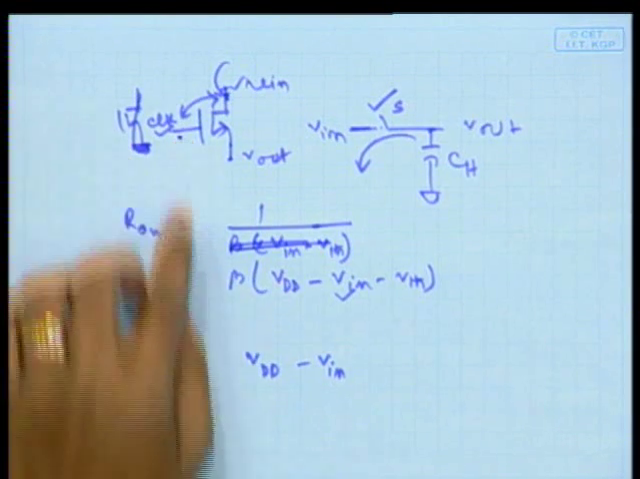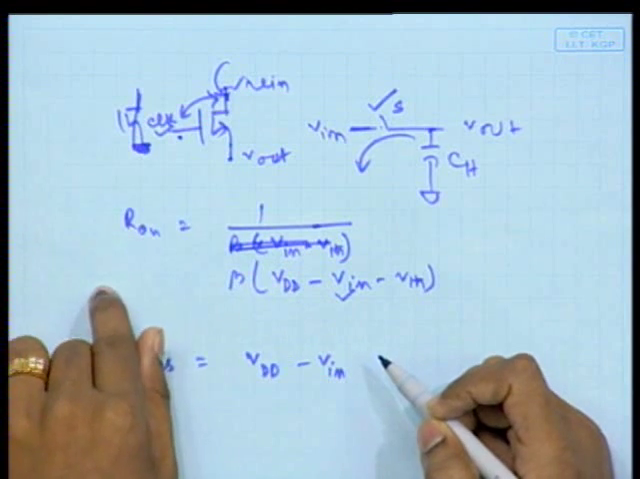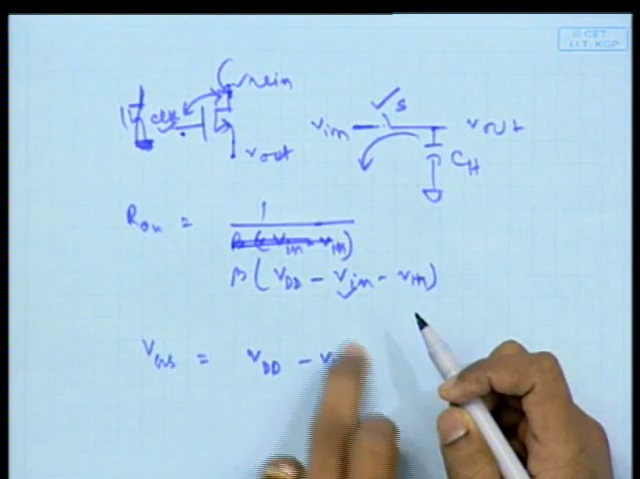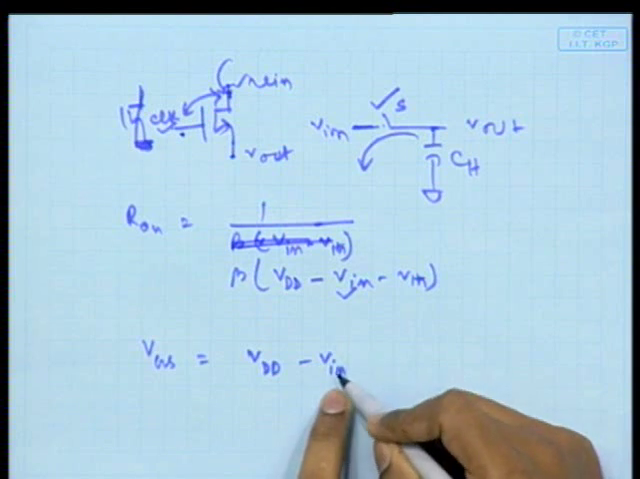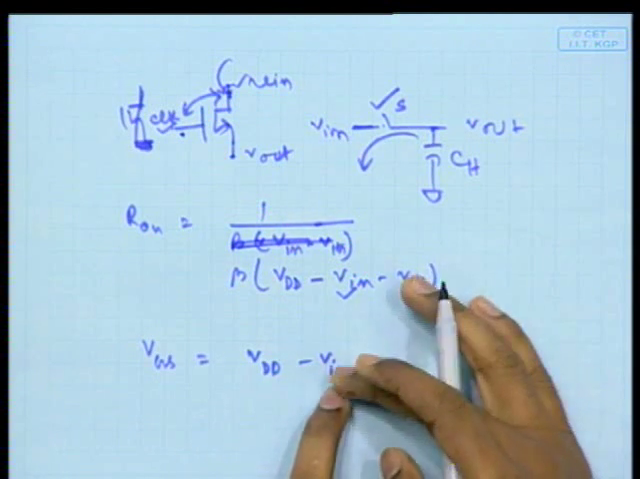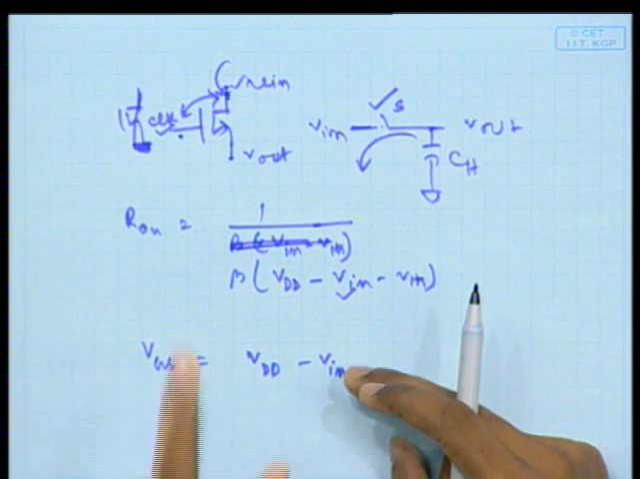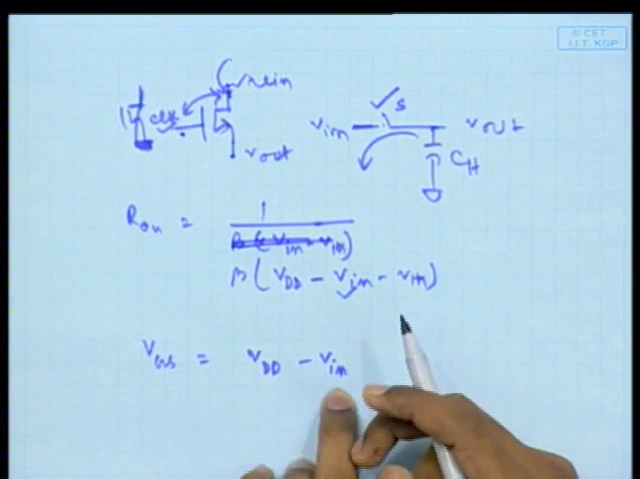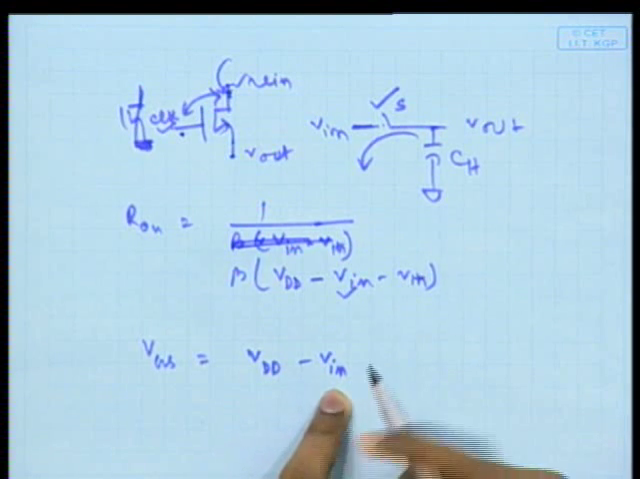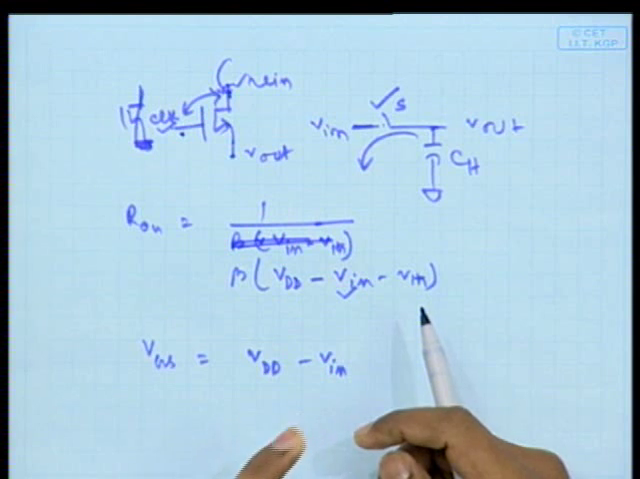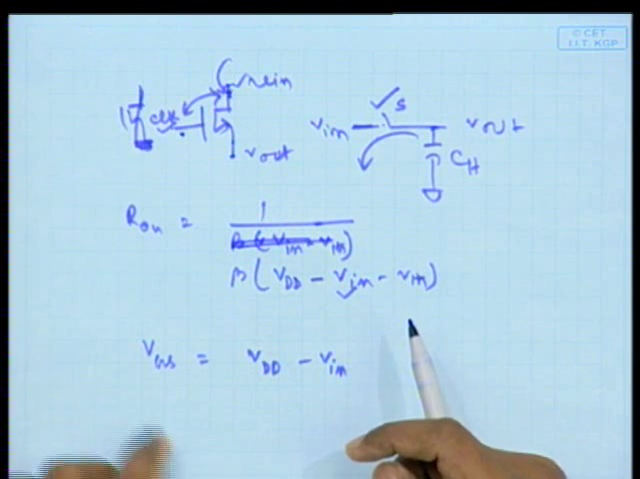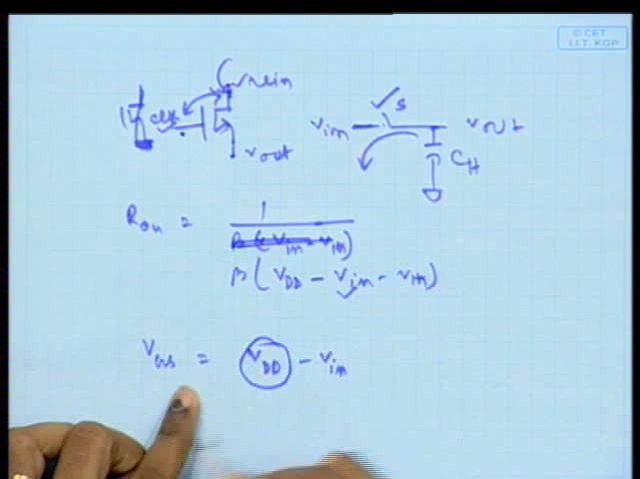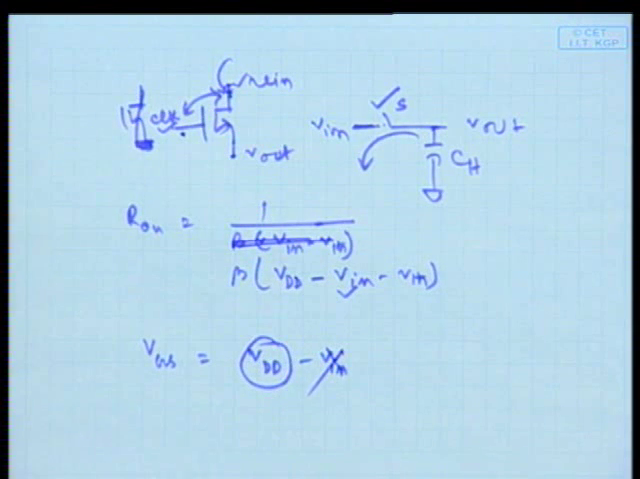Now that's why this Vin comes into the picture to change your Ron, or on resistance. If you want to get rid of this Vin effect, because it may change, if you apply a sinusoidal or any time-varying signal, it will change your Ron and may affect your circuit performance. That's why there is another option, the very well known circuit, the bootstrap switch, which couples your input voltage to the gate voltage in such a way that your VGS is simply VDD. So you don't have any problem.